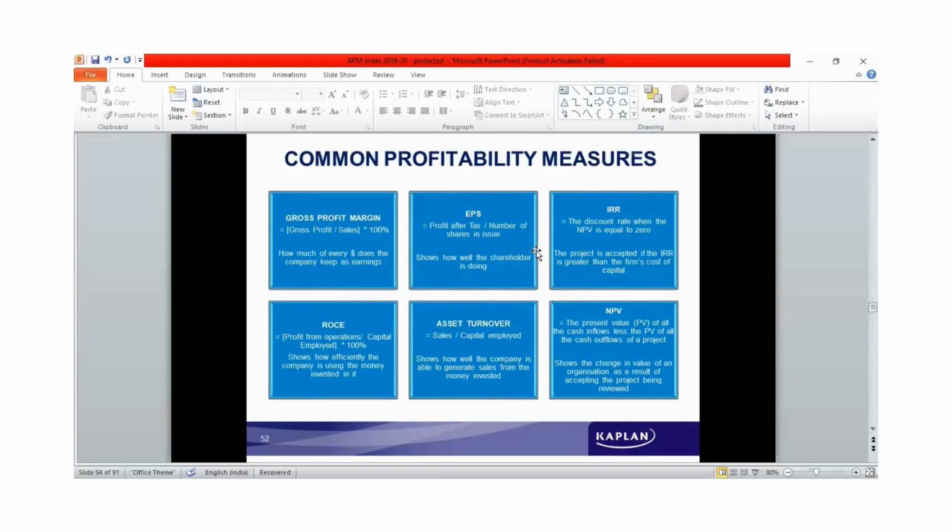The various forms are given in terms of ROCE, ROA, ROI. These are various forms which are given to us, but which one is more applicable for that particular scenario, you have to choose that. Then how much profit is available on each share is the calculation of earnings per share, EPS. Then we have the asset turnover ratio.